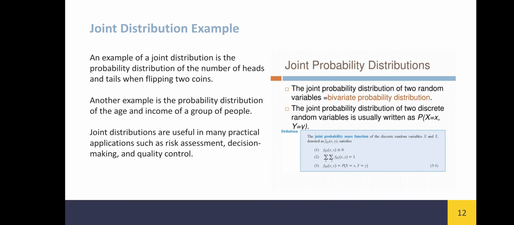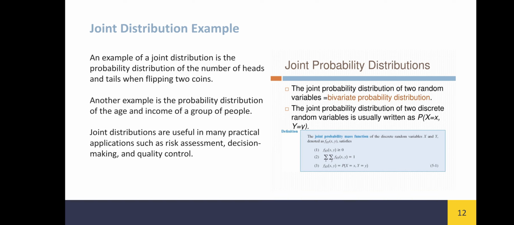Joint distribution example. An example of joint distribution is the probability distribution of the number of heads and tails while flipping two coins. Another example is the probability distribution of age and income of a group of people. Joint distributions are useful in many practical applications such as risk assessment, decision making, and quality control.